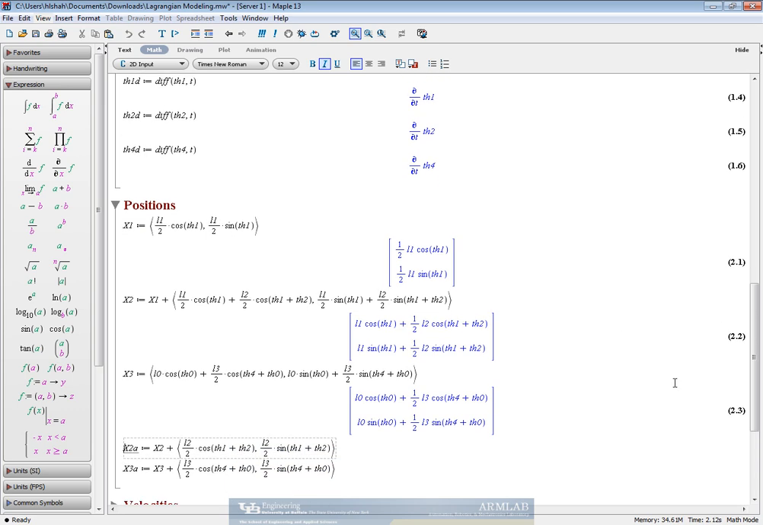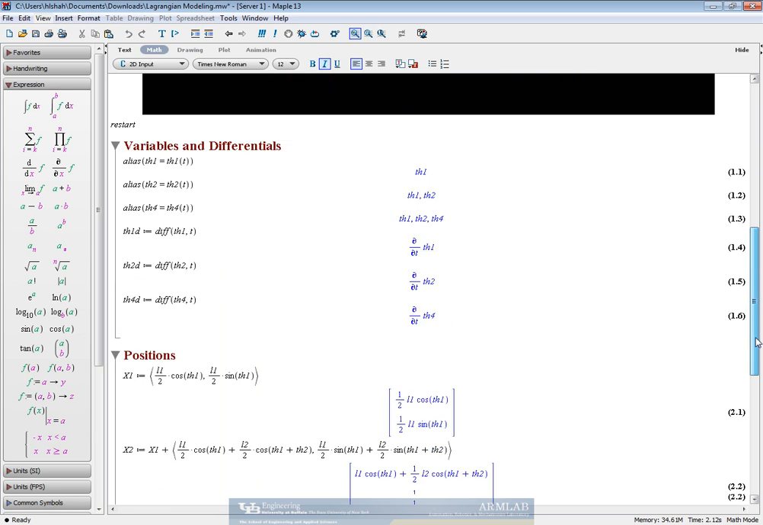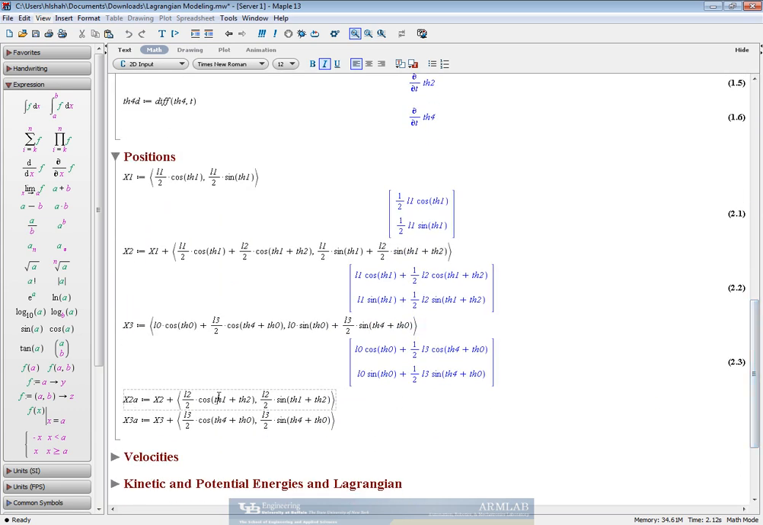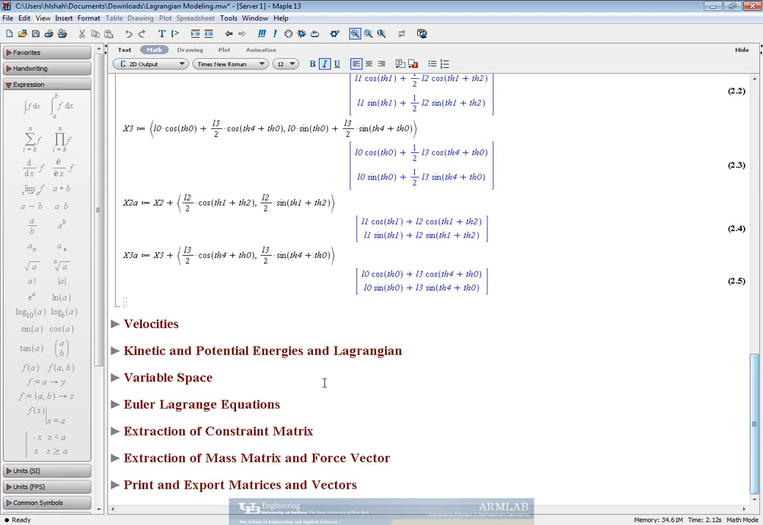The next step would be to find the position of the breakaway point in the mechanism in terms of two sets of variables and equate them. The first set would be theta1 and theta2 and the second set would be theta0 and theta4. So we name those two representations of the same point as x2a and x3a. By equating x2a and x3a in a further analysis, we will be creating the position constraints in the system.